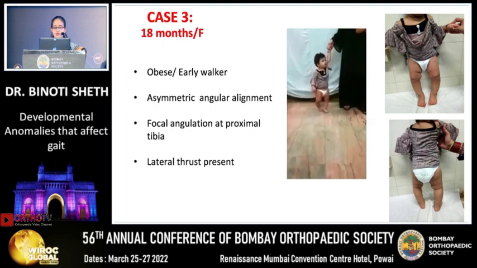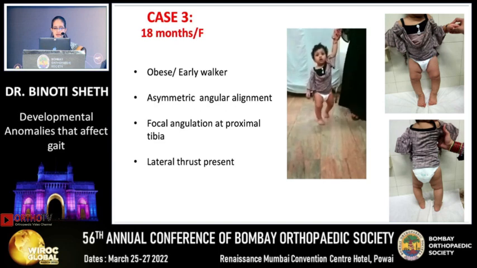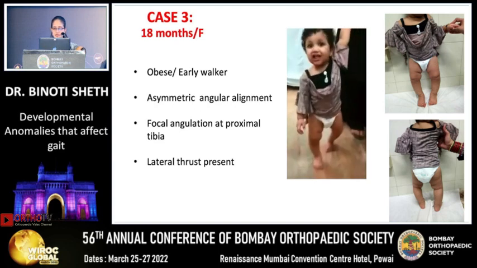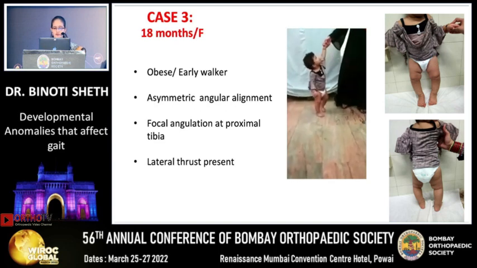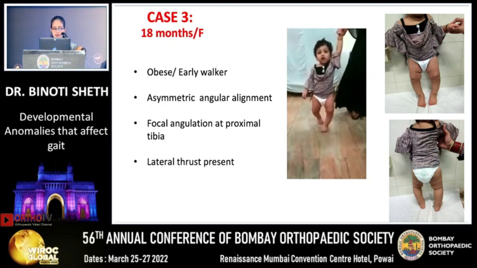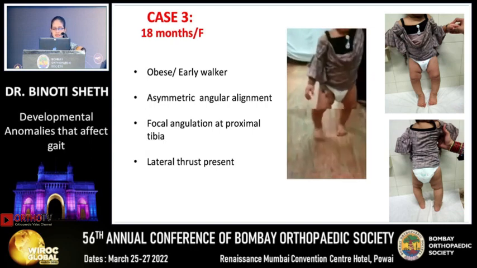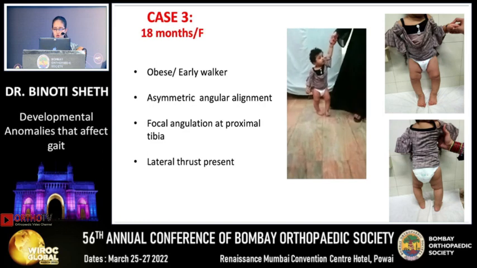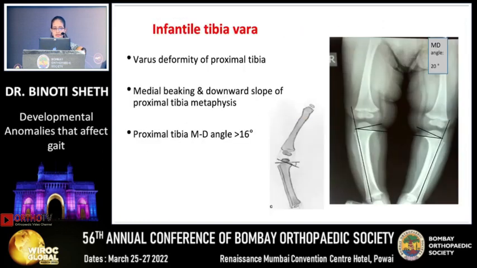Another child, about a 1.5-year-old female child, a little obese. She had a history of starting to walk early. Here there's asymmetrical angular alignment. If you see closely, there is more varus at the proximal femur, proximal tibia, and there's a subtle lateral thrust while the child is walking. Looking at the X-ray, there is varus deformity of the proximal tibia, there is medial beaking and downward slope of the proximal tibia metaphysis, and the proximal tibia metaphyseal diaphyseal angle is more than 16. So this child is a case of infantile tibia vara and you must intervene early.